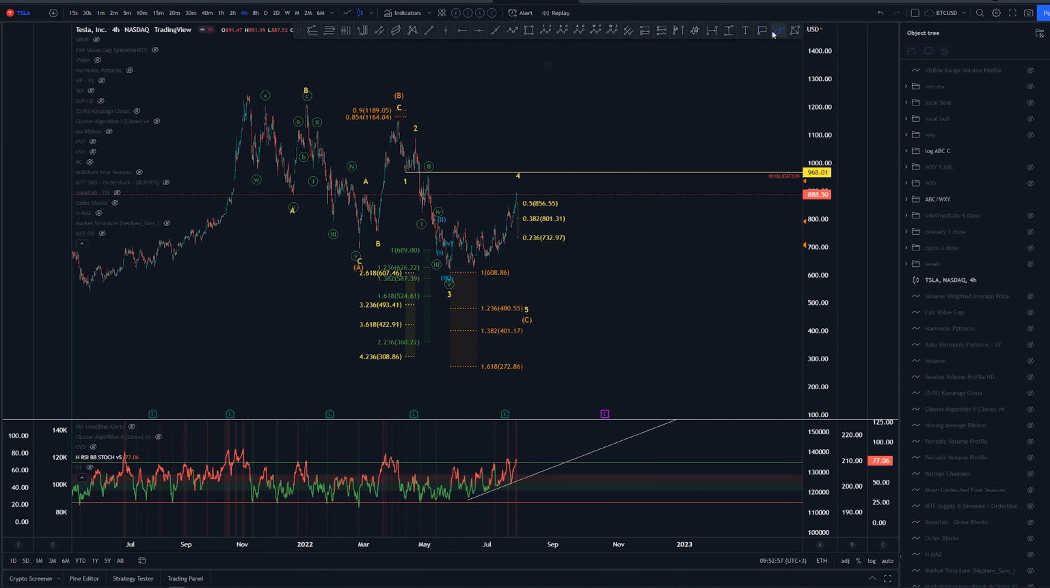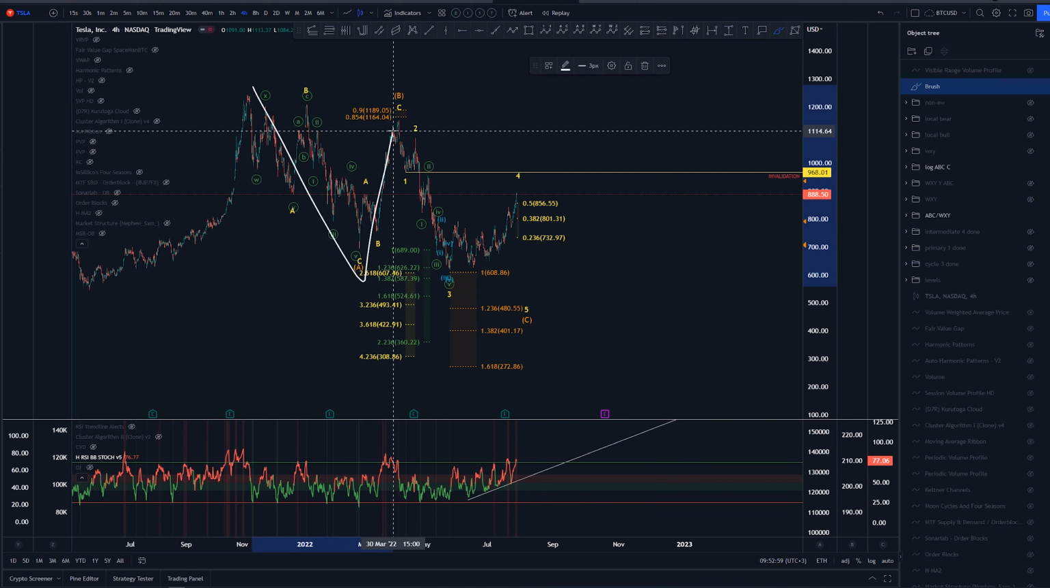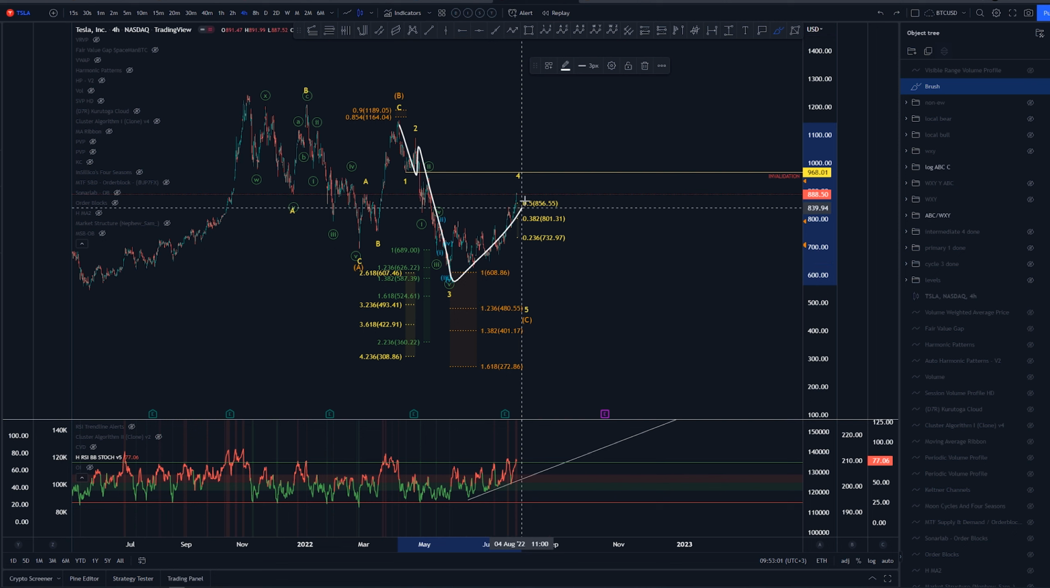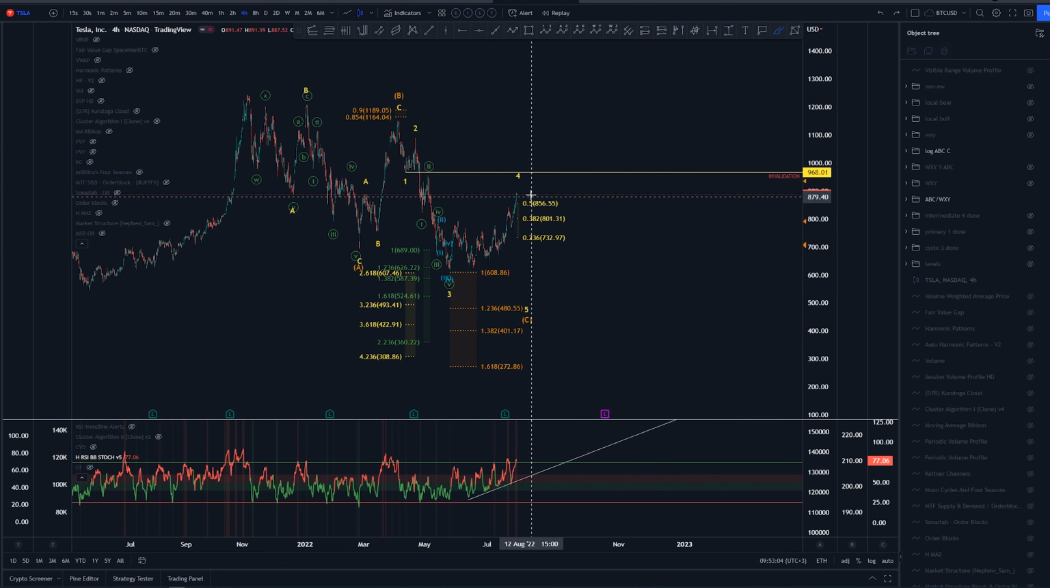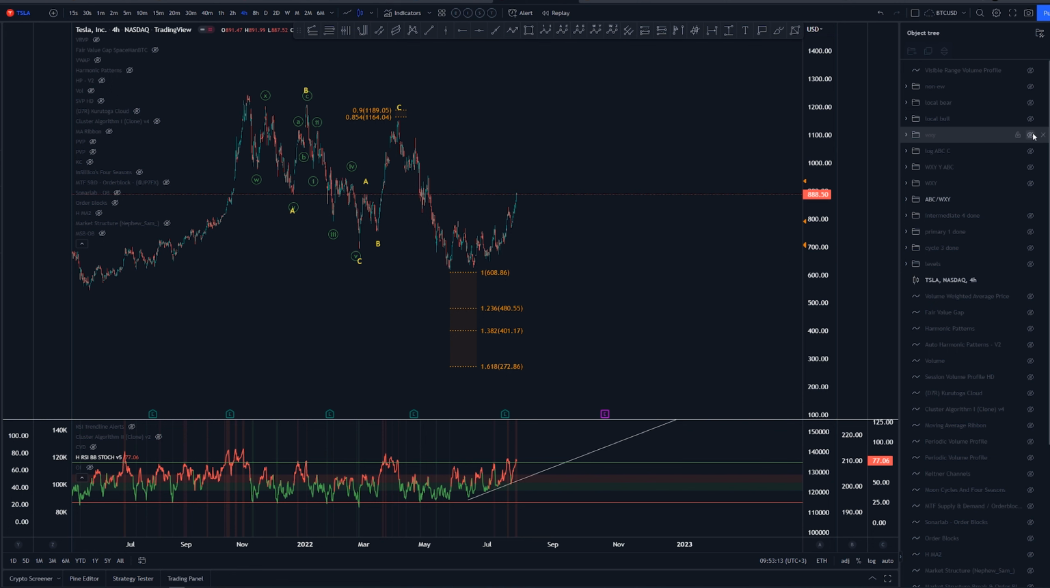Then the same idea overall, but with an ABC. Same issue here with the fourth wave, that wave 4 is so large. So those are the higher time frame correction structures. Let's take a look at these.